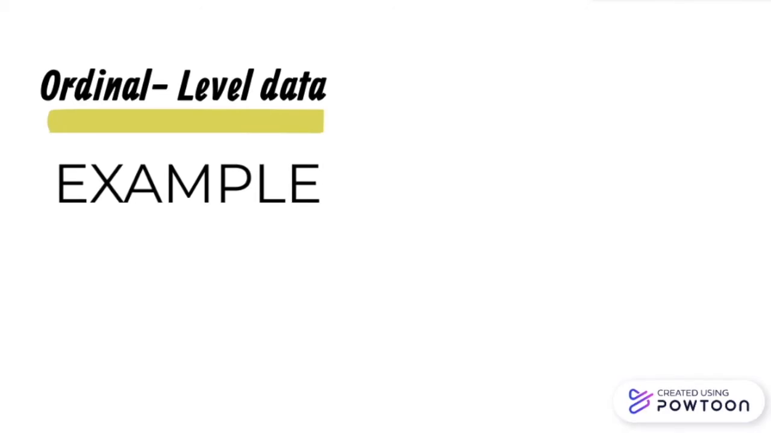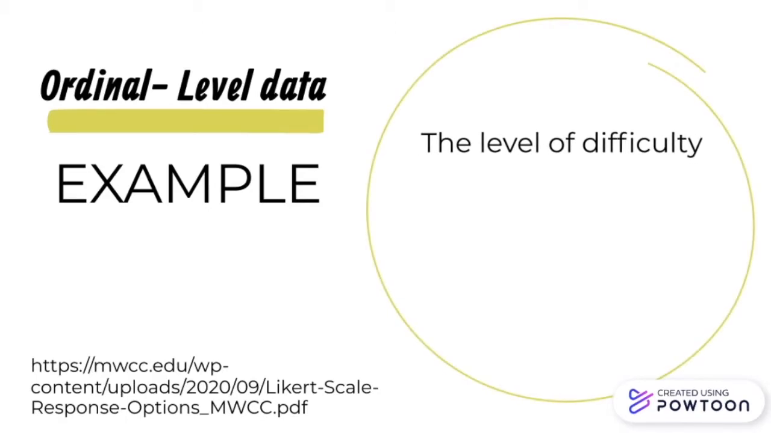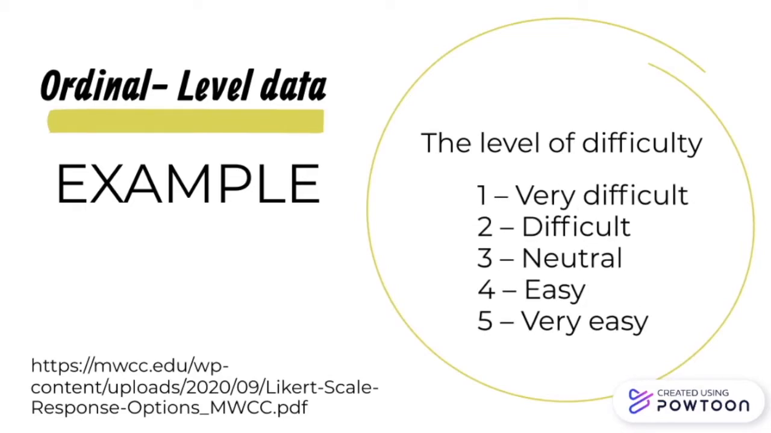For an example of the ordinal level data, based on this link, mwcc.edu. Let's say the level of difficulty is very difficult, difficult, neutral, easy, and very easy.